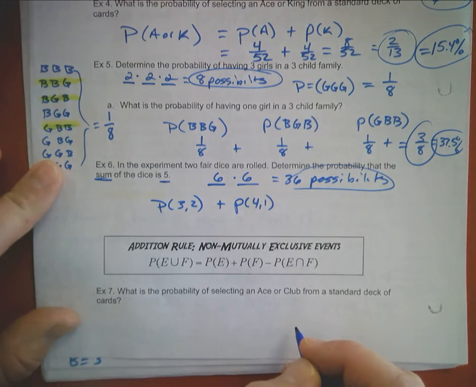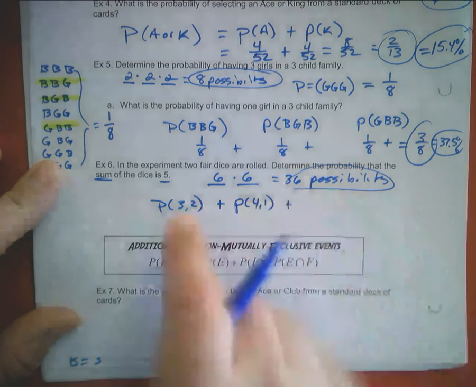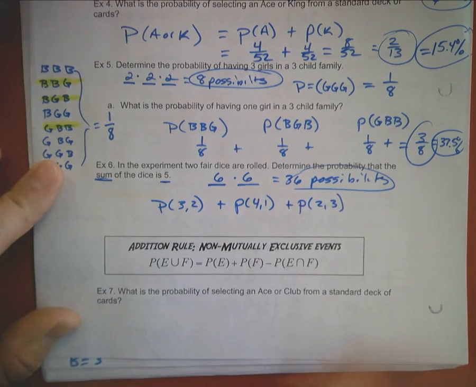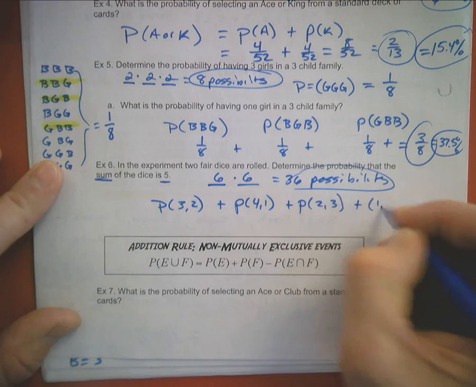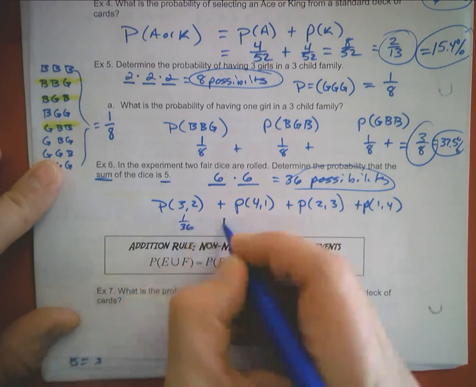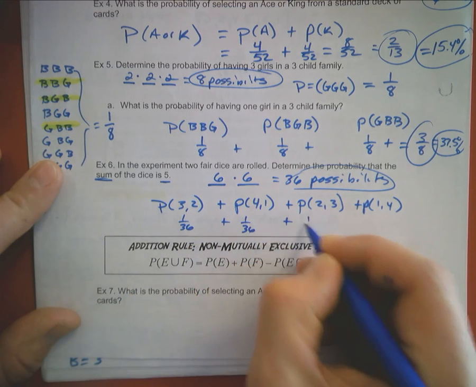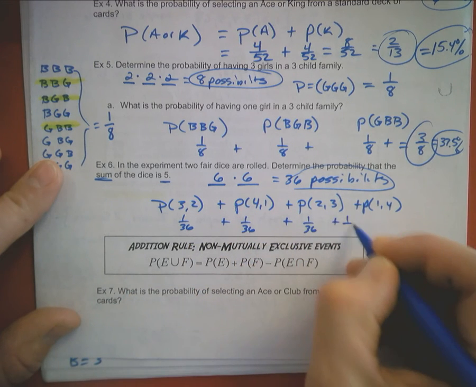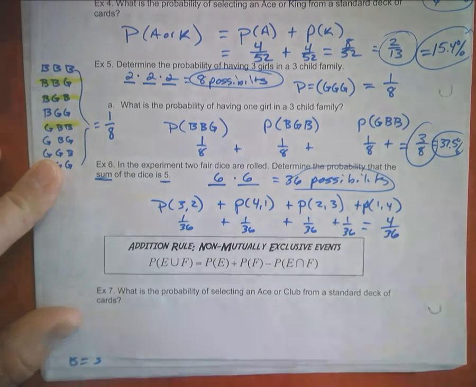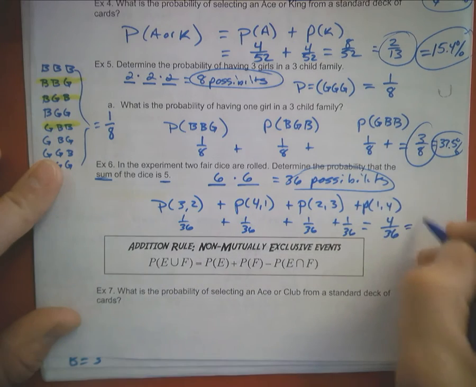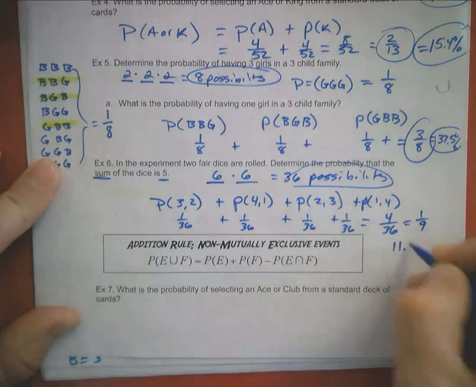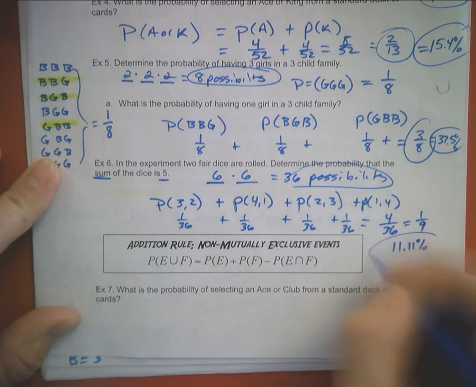More. Give me more. 2 and 3. 2 and 3 and 3 and 2 are different, so you want to include it. And then probability of 1 and 4. Each of these have 1 out of 36 possibilities. And then the final answer we get is 4 out of 36. Reduce that, reduces by 4, that's 1/9, which I believe is 11.11%, something like that.